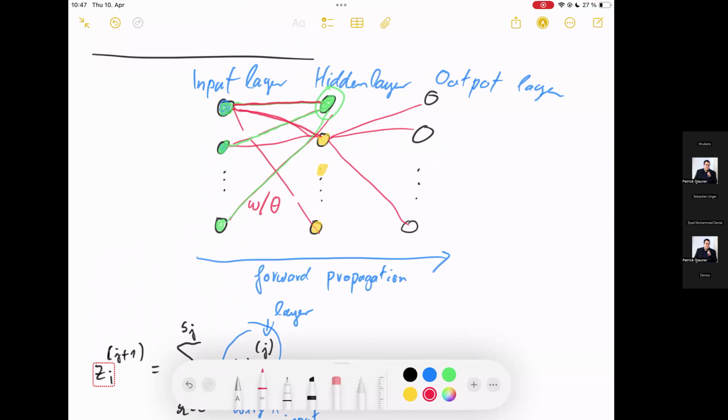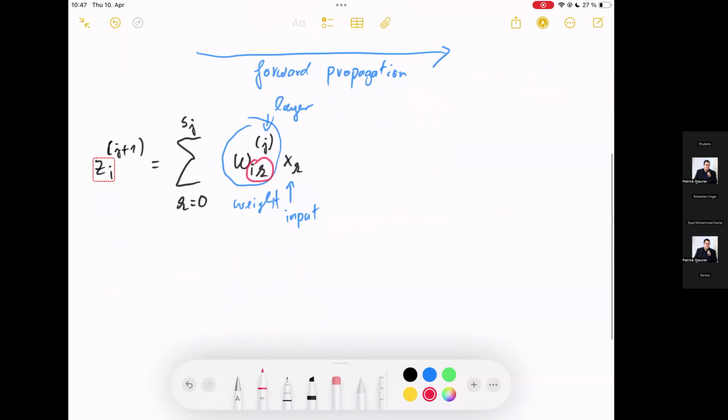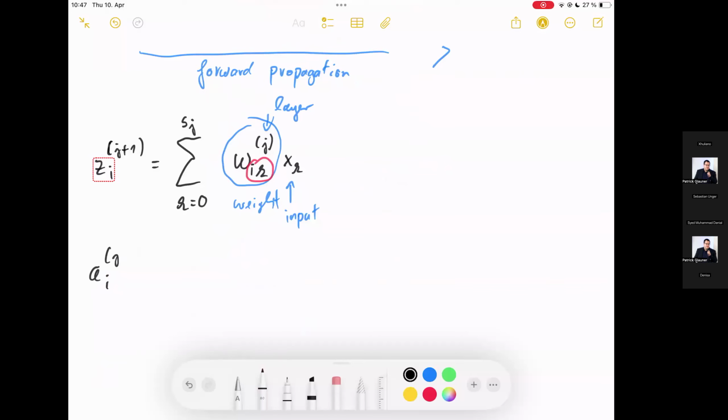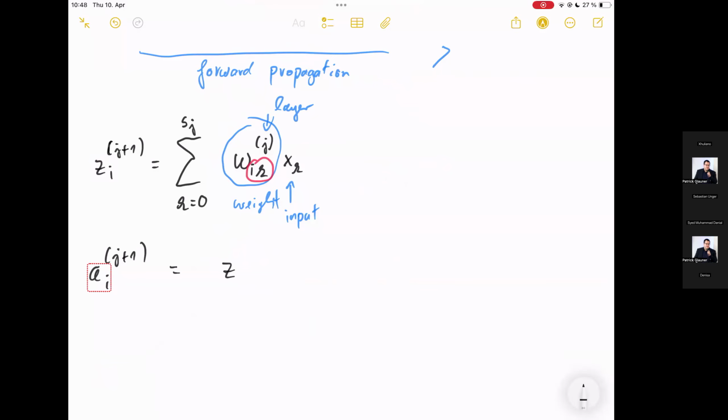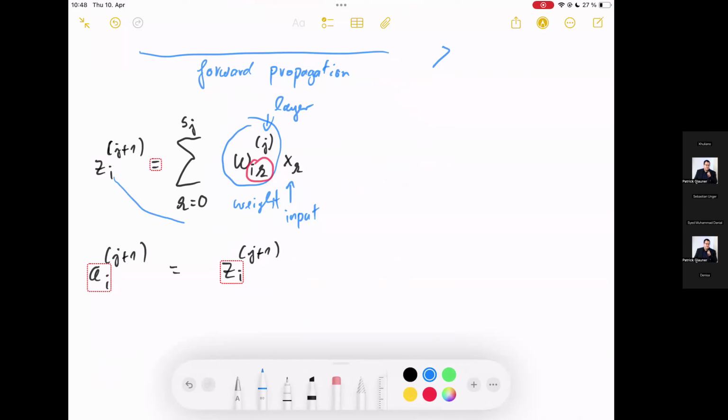Rather, we will transform it into a different value. And that's why we are now calculating a i of j plus 1. For this, we're just taking the z from before, z i j plus 1, the one we had just calculated here. And we are putting this into a function g, and this is called the activation function.